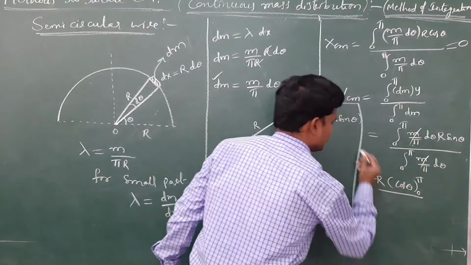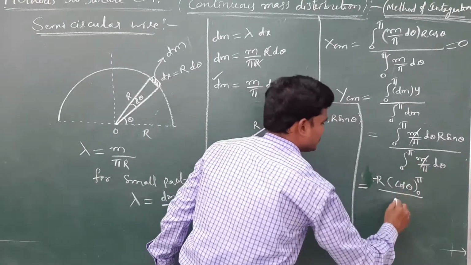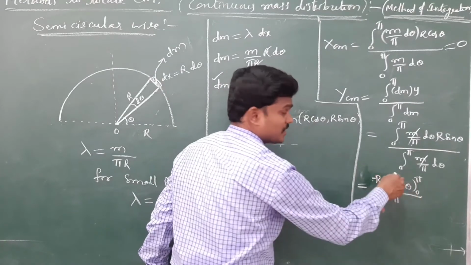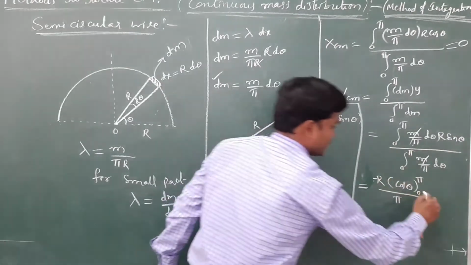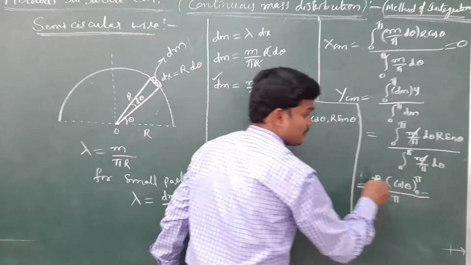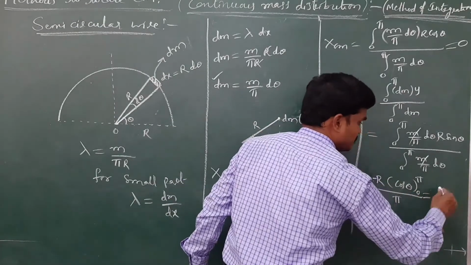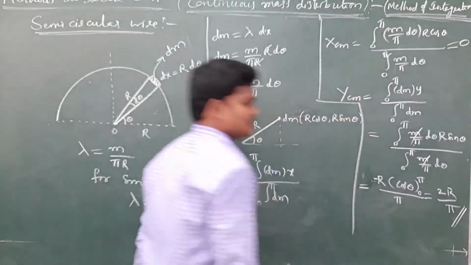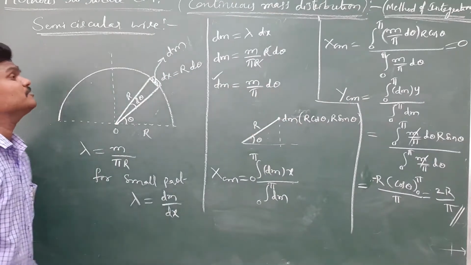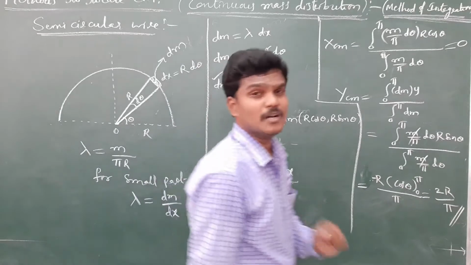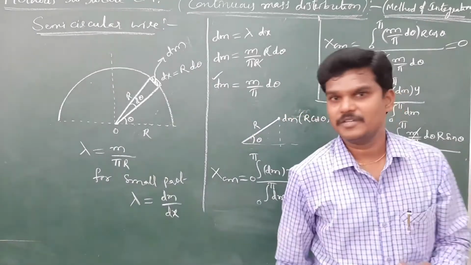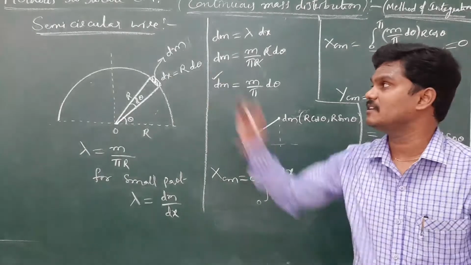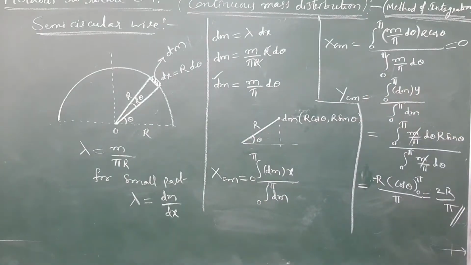And the denominator is pi minus 0, that is pi. cos 180 is minus 1, cos 0 is 1, so minus of minus. Inside already a minus is there, outside minus, and inside minus 2. So you will get 2r by pi. So the center of mass of a semicircular wire is 2r by pi. Keep the formula in mind, 2r by pi, where r is the radius of the semicircular wire. Take it down.